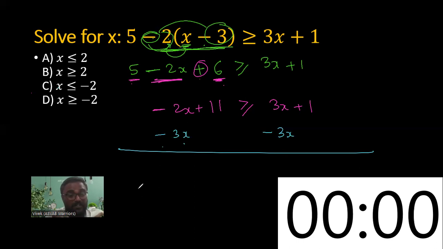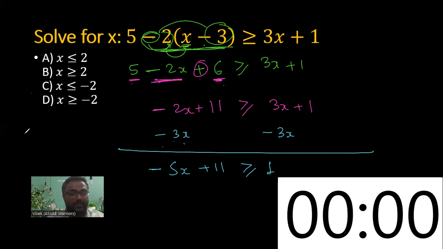Add the numbers and keep the sign. Two numbers with the same sign: add the numbers and keep the same sign. So 2x plus 3x is 5x, and keep the same sign, which was negative, plus 11. 3x minus 3x is 0. 1 is remaining.